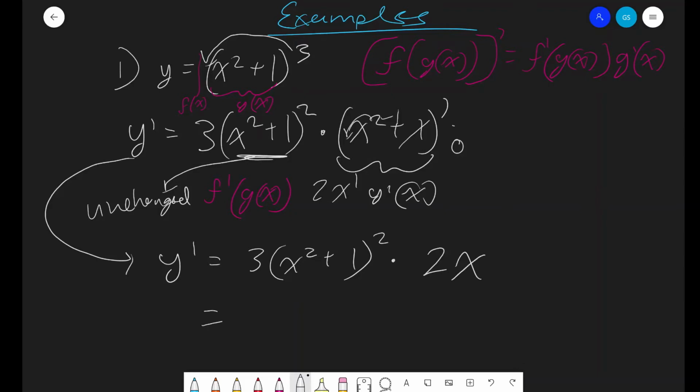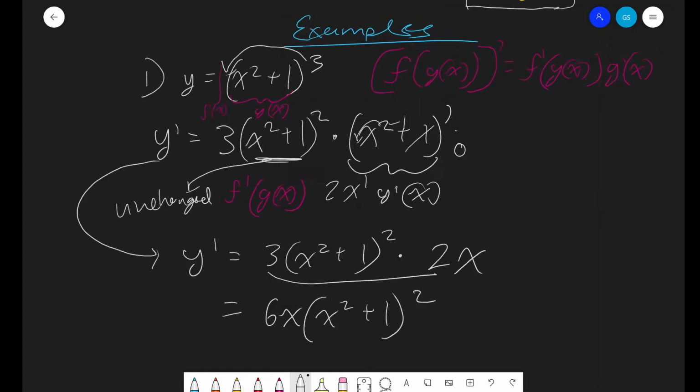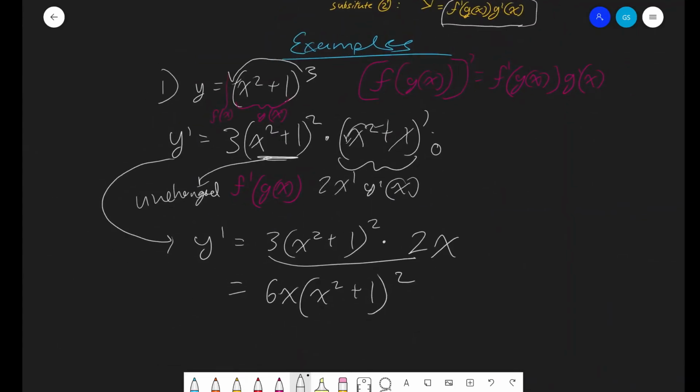And then we just multiply it. 3 times 2x, that's just 6x(x squared plus 1) squared. And that would be the derivative of that. So the idea is basically the differentiation you do outside of the bracket, treat that as the f. And then the differentiation you do inside the brackets, that's the g of x. So hopefully that makes sense. Just try to keep that idea in mind.